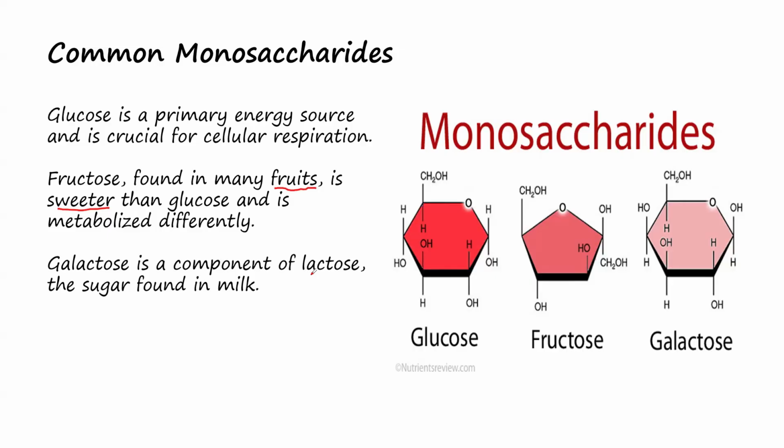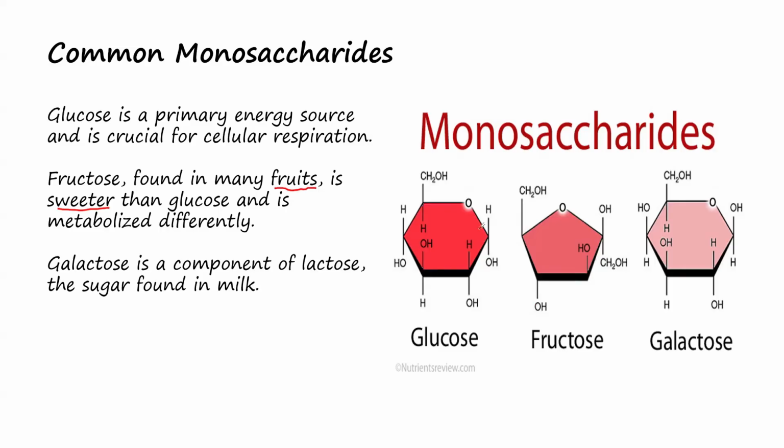Which milk? The milk for breastfeeding, the milk that we are taking for tea, like pig and others. So the galactose is a major component of lactose. The sugar that is found in the milk is lactose, and galactose is a major component of the lactose.